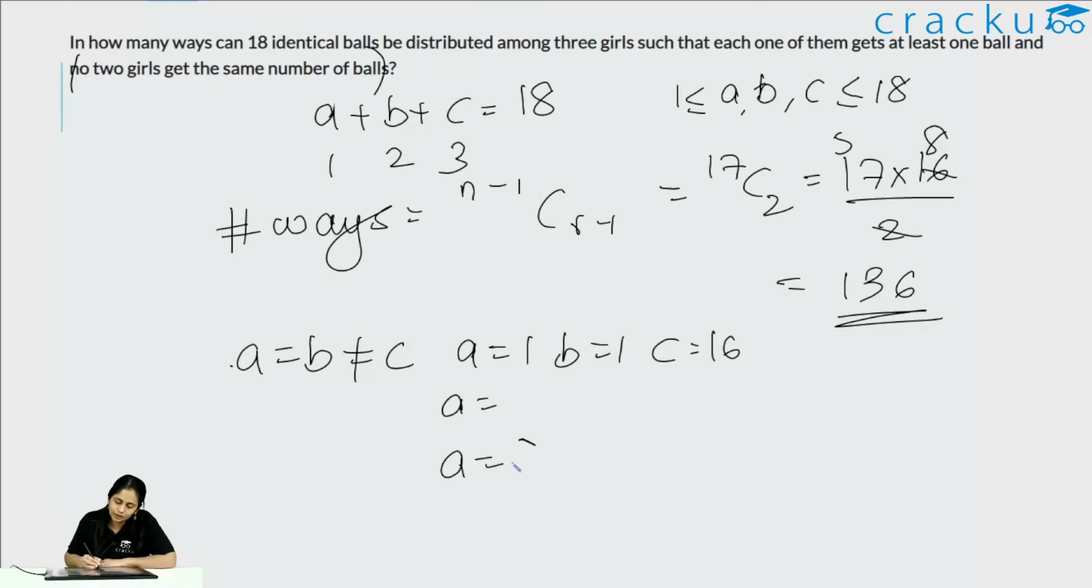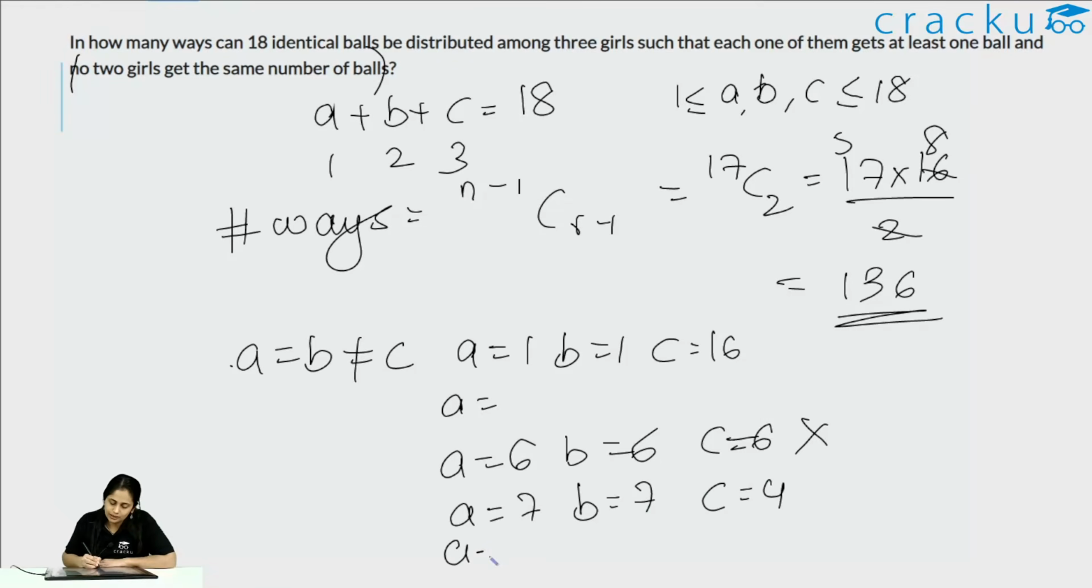When A is equal to 6, B is equal to 6, C is equal to 6, this condition we will remove because then all 3 are equal. Now consider A is equal to 7, B is equal to 7, C is equal to 4. A is equal to 8, B is equal to 8, C is equal to 2. Now in the next scenario, A is equal to 9, B is equal to 9, C becomes 0, which violates the condition that they have to be at least 1 as such.